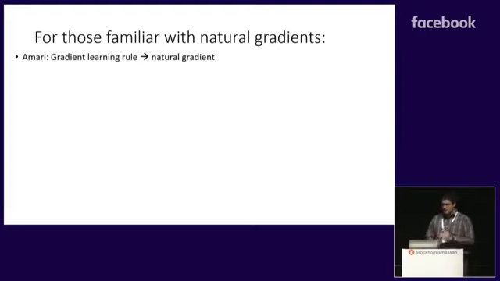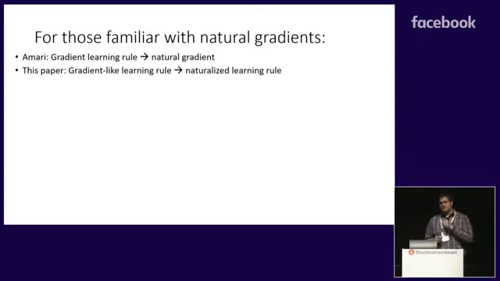Okay, so for those of you familiar with natural gradient methods, what is this? Well, remember that Amari's work on natural gradients showed how you can take a gradient learning rule and convert it into a natural gradient learning rule. And this gives it some nice desirable properties, like the learning updates are typically covariant. What we did in this paper is we generalized his method to apply not just to gradient learning rules, but to a broader class, a class of gradient-like learning rules.